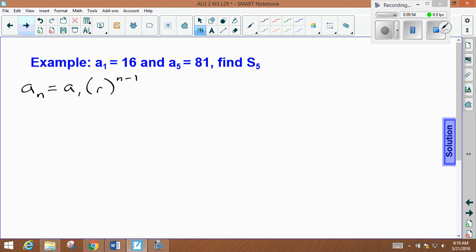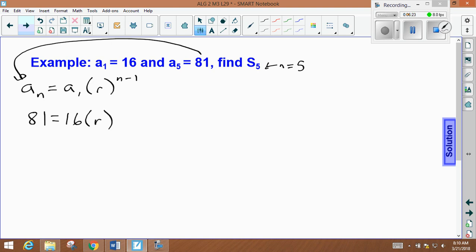So what this is telling me is that n is equal to 5. It also tells me to substitute 81 in right there. So it's telling me the fifth term is 81. And because we know what the fifth term is, we can find out what r is. So we say 81, the fifth term, is equal to a sub 1, which is given. We don't know r, and it told us that n is 5.